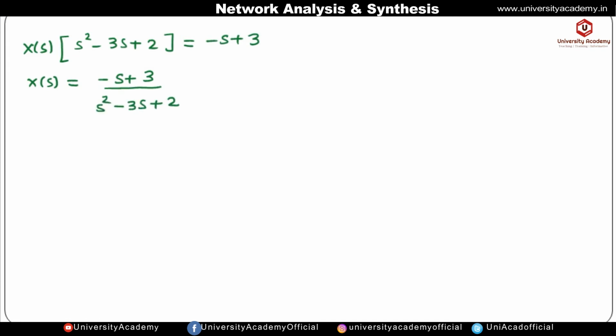Okay, so now here the denominator is s square minus 3s plus 2, so it can be factorized. So we are getting minus s plus 3 in the numerator. Its factors will be s minus 1 and s minus 2. Okay, so these are the factors of this quadratic equation. Now let us apply the partial fraction. So here there are two factors, that is A by s minus 1 plus B by s minus 2. Now we have to find out the value of these residues A and B.